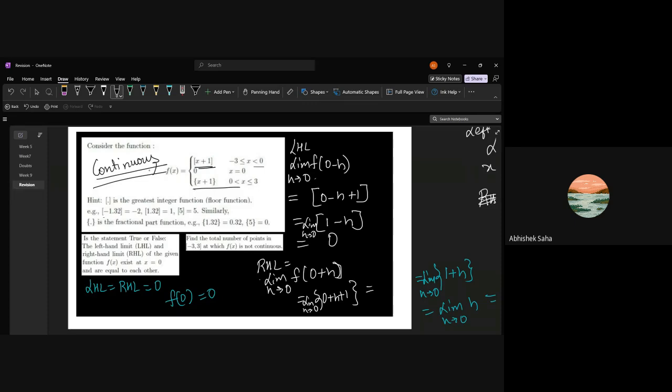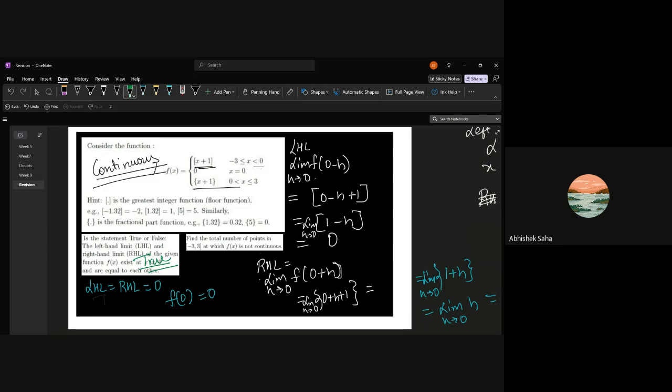Okay, this is a continuous function. Clear? So this statement is true. Here this statement is true. This function is continuous. What about this? What are the total number of points at which the function is not continuous?